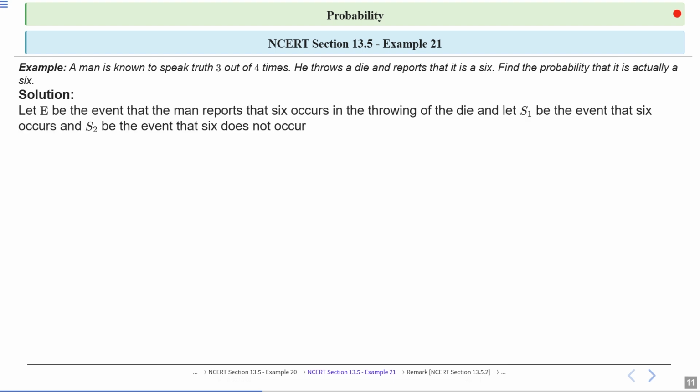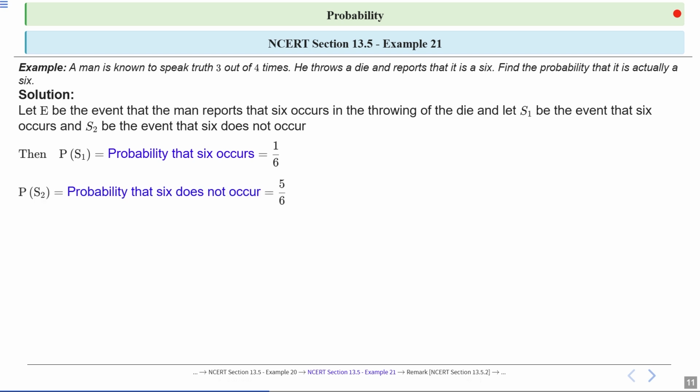Let E be the event that the man reports that 6 occurs in the throwing of the die, and let S1 be the event that 6 occurs and S2 be the event that 6 doesn't occur. Okay. So now the probability of event S1, which is rolling a 6, is calculated as the number of favorable outcomes divided by the total number of possible outcomes. Thus, probability of S1 equals 1 by 6.